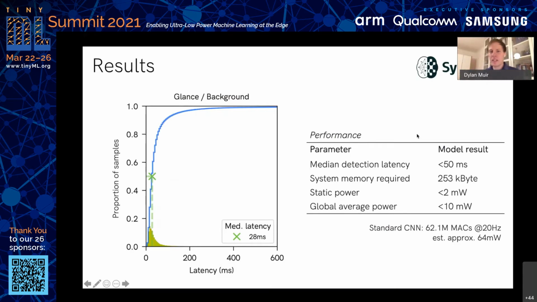These are slightly pessimistic numbers. And for comparison with a standard CNN, it's always a little bit difficult, but the same architecture would require 62.1 mega MAC per inference. And so running at 20 Hertz, we estimate this would be on a low power AI chip around 64 milliwatts.